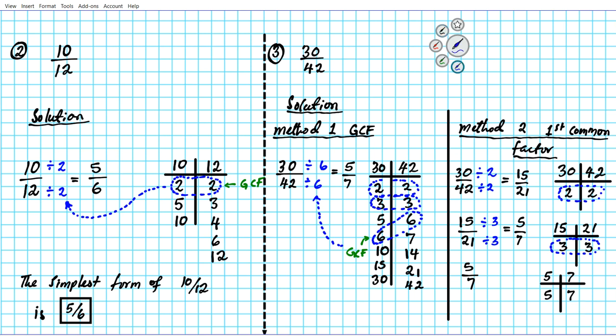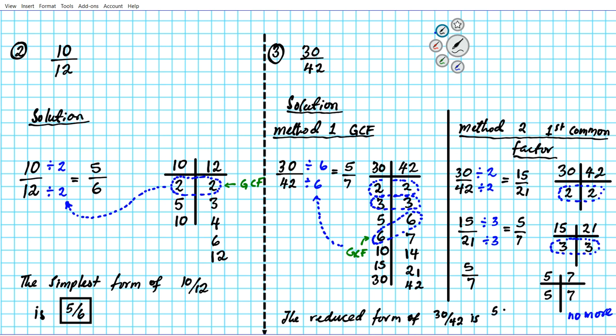When you get to the point when there are no more common factors, that fraction is your simplest form, 5 over 7. So let's go ahead and write down the answer. The simplest form, or the reduced form, of 30 over 42 is 5 over 7.